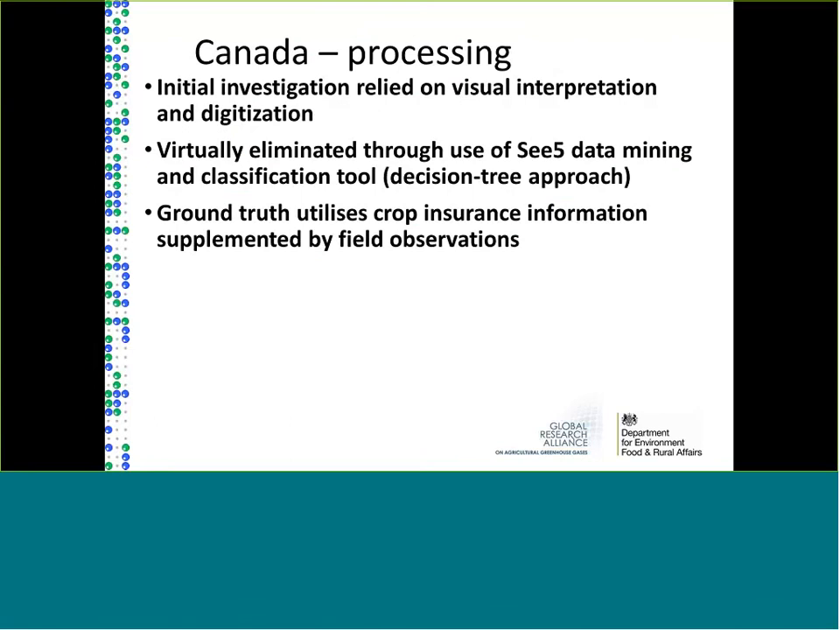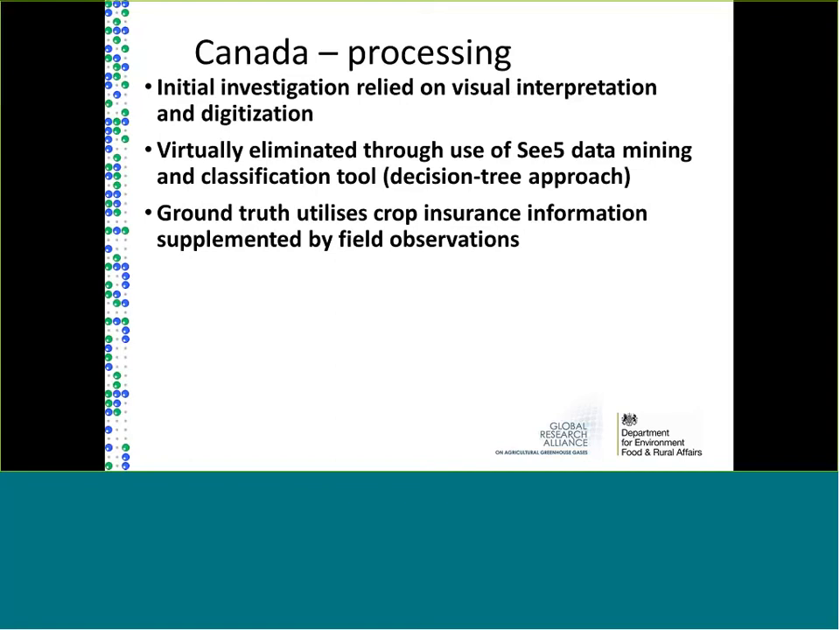In terms of the processing, initially it was quite intensive for Canada. It relied upon a lot of visual interpretation and manual digitization. That has been almost completely eliminated through the use of the C5 data mining and classification tool, which uses a decision tree approach to carry out its classification.